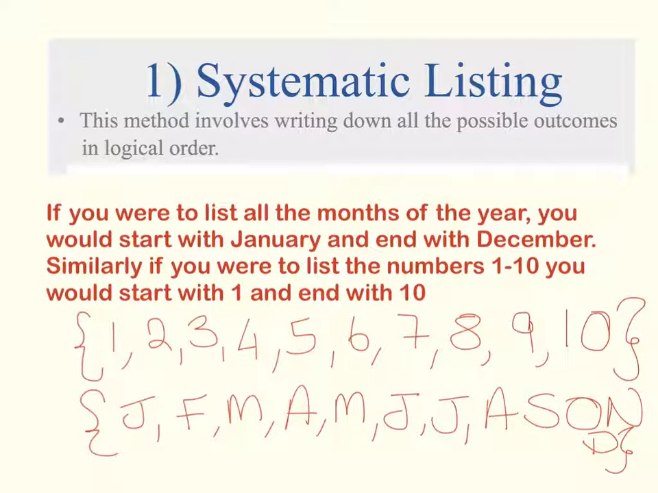Okay, so our next definition that we meet is how we list them all together, or something called systematic listing. And that's where we write all of the possible outcomes down, but we put an order on them. So if you were to give me the list of numbers from 1 to 10, you would start off at 1 and you'd end up at 10, listing all the numbers in between and including your curly brackets. Similarly, if you were to give me the months of the year, you'd start with January and you'd end with December. You'd list them in the middle and your curly brackets would be at the end.